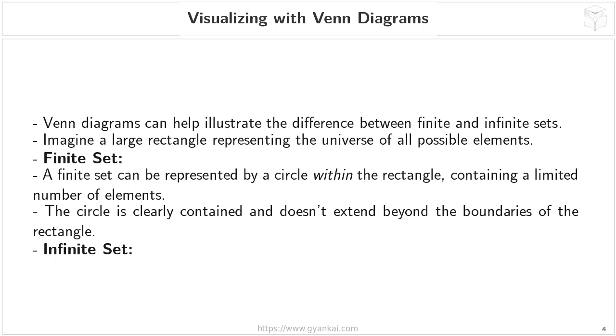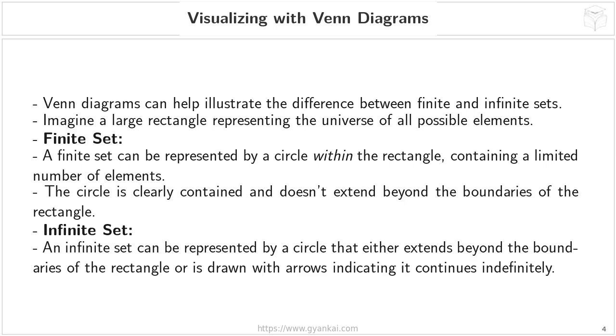Next, let's consider an infinite set. This is where it gets a little trickier, because, by definition, an infinite set goes on forever. We can't actually draw infinity. So, to represent an infinite set with a Venn diagram, we can draw a circle that either extends beyond the boundaries of the rectangle, showing it's not contained, or we can draw arrows on the circle. These arrows indicate that the set continues indefinitely, beyond what we can visually represent on the page.